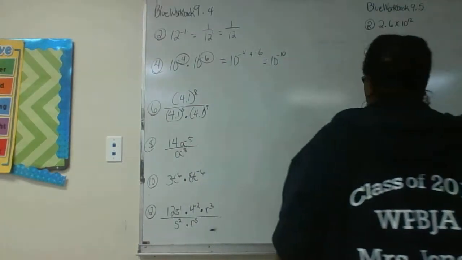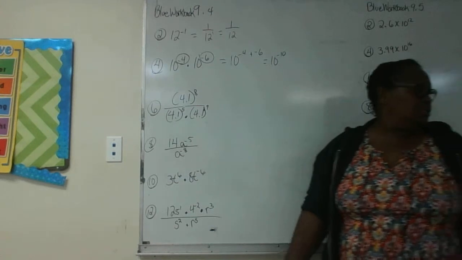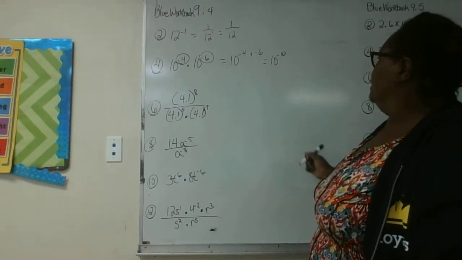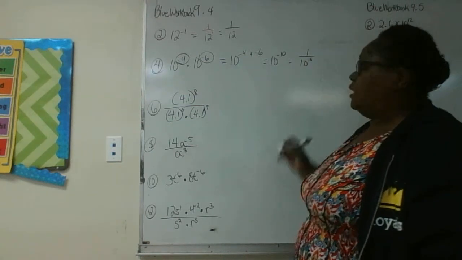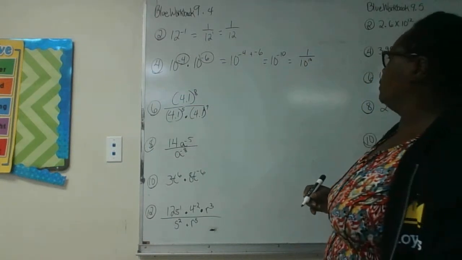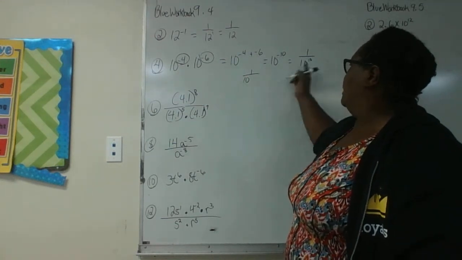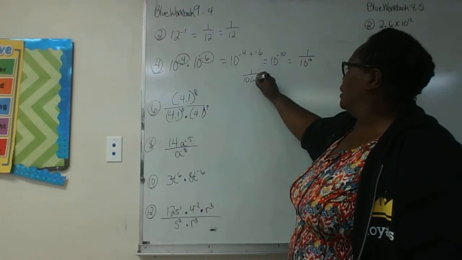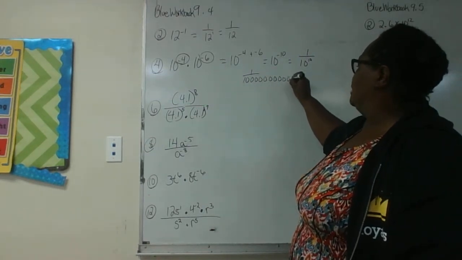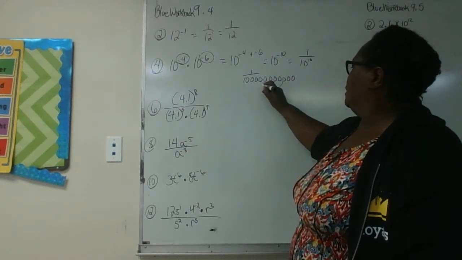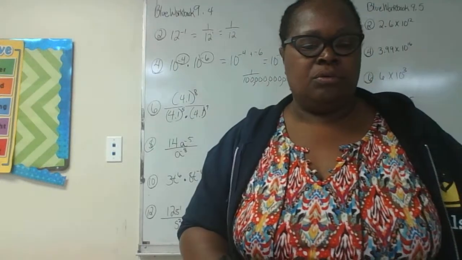All right? Because we do not wish to have a negative power, we need to change this so that it is positive. Therefore, this becomes 1/10 to the 10th, and therefore we have 10 zeros. So that is 1/10, and then 10 zeros that follow. 1, 2, 3, 4, 5, 6, 7, 8, 9, and 10. Okay, now let's move forward.